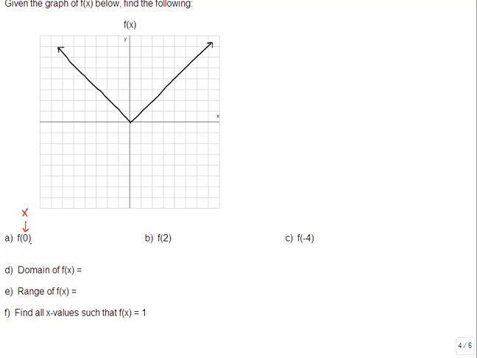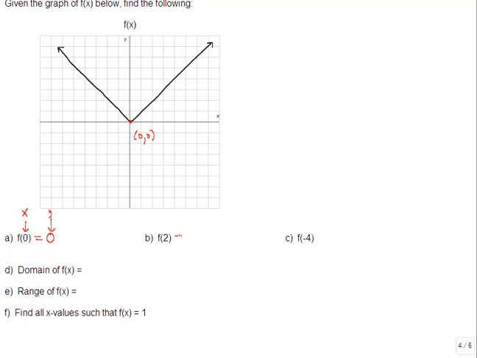So when it asks for f of 0, it's asking for what's the y that goes with an x value of 0. So we need to look at this graph and find which point on this graph has an x coordinate of 0. And hopefully you can see it's right there at the origin. So that's the point 0, 0. So when x is 0, y is 0. So that means f of 0 equals 0.